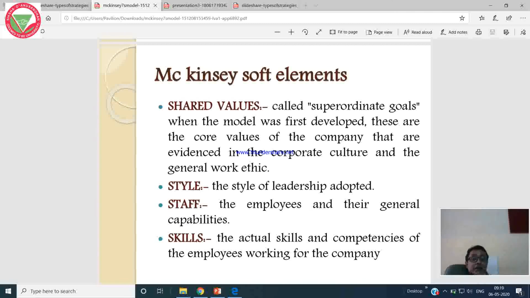Then comes skills: the actual skills and competencies of the employees working for the company. It is not only communication skill. It may include your human skills. How is your relation as a manager with other people? Whether you are more concerned towards people or you are very much task oriented and you don't care about the people.